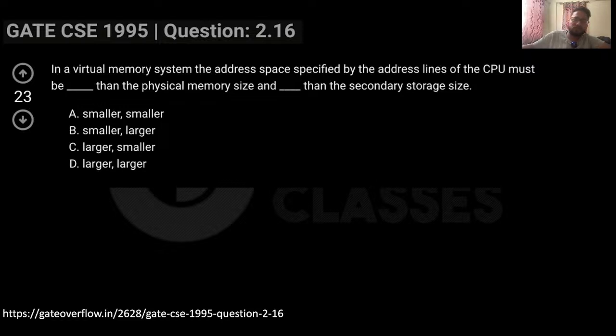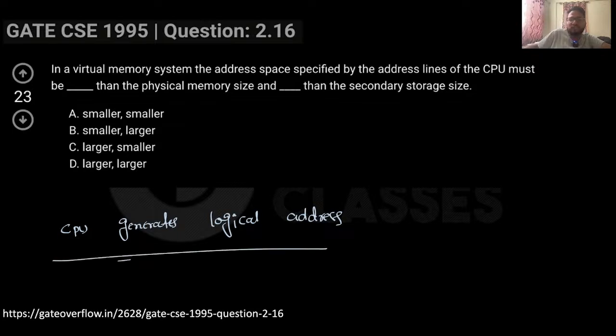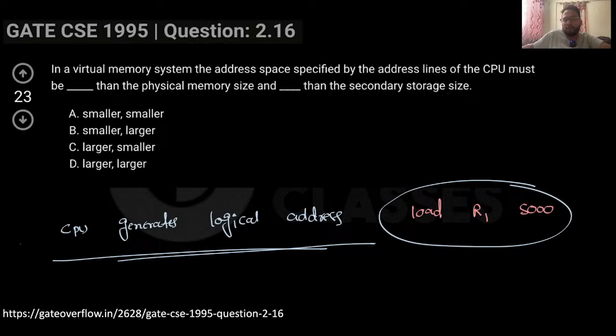So the CPU generates the logical address, right? Remember it, that the CPU generates the logical address. What does it mean to say the CPU generates the logical address? Because in our compiler, the compiler has written load R1 5000, which means the CPU will just execute this particular instruction. The CPU will not do anything else apart from executing this particular instruction, right? So now tell me what should be the answer.